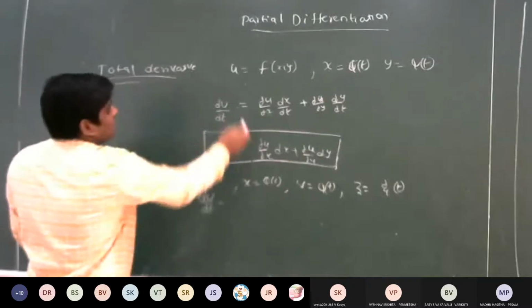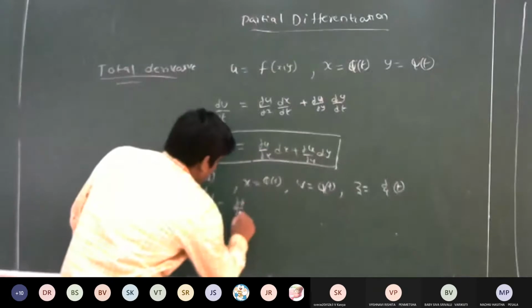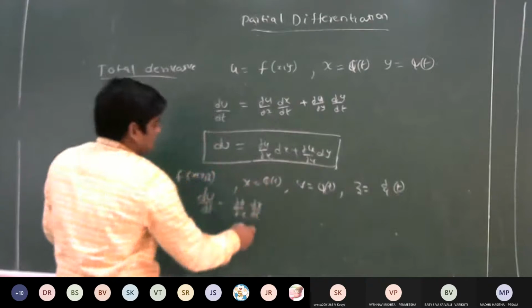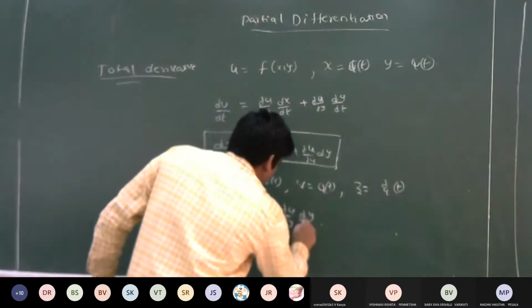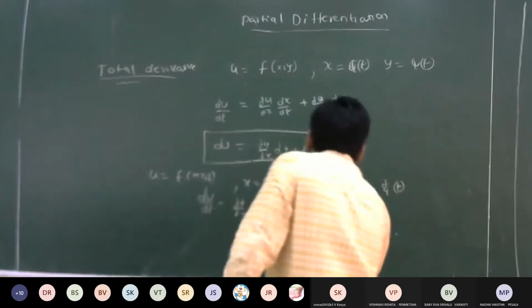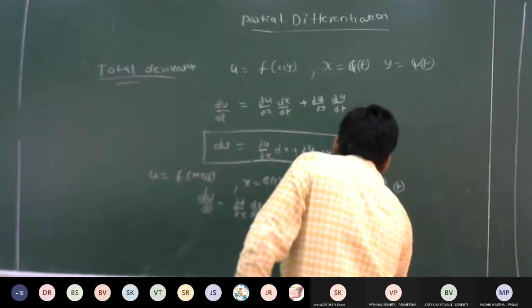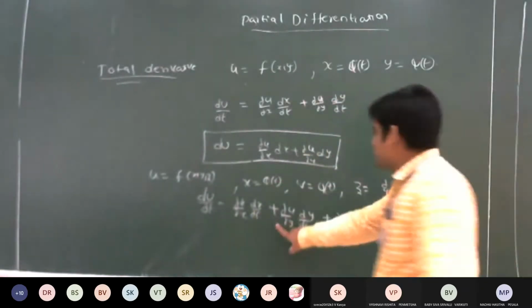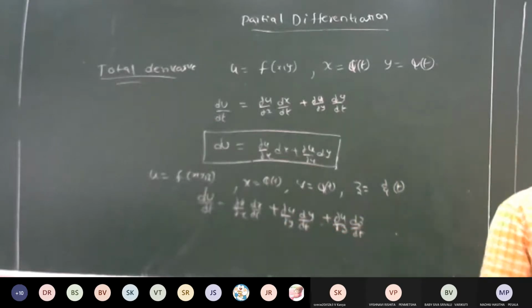So you just extend this formula to the third variable also, right? So that means ∂u/∂x into dx/dt, plus ∂u/∂y into dy/dt, plus ∂u/∂z into dz/dt. And also you can write it as du = ∂u/∂x dx + ∂u/∂y dy + ∂u/∂z dz. So this is the total derivative formula.